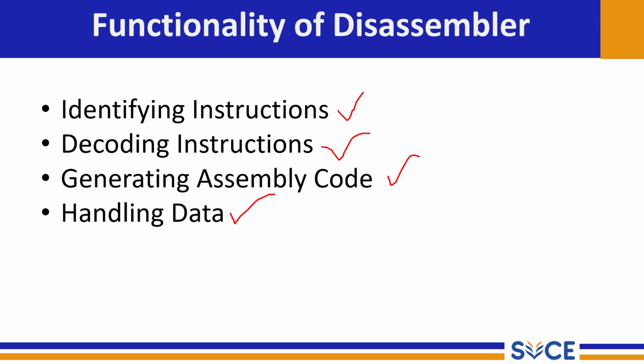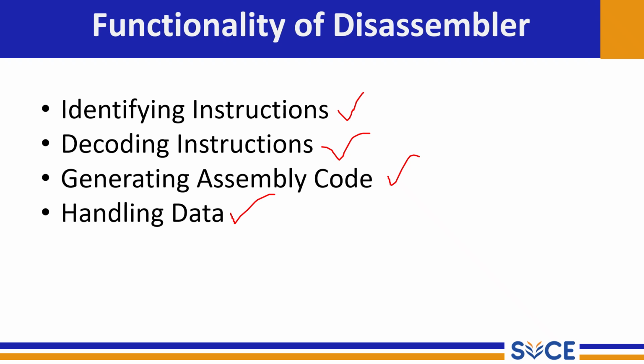So first one, identifying the instruction. The disassembler analyzes the binary file to identify the start and end of each instruction. This is done by recognizing the opcodes that define the type of instruction. And decoding the instruction, second one. Once an instruction is identified, the disassembler decodes it to determine the operation being performed and the operands involved, like registers, memory addresses, or immediate values.